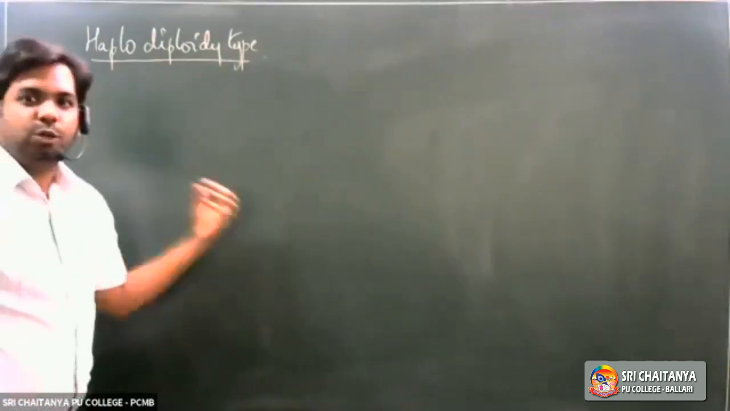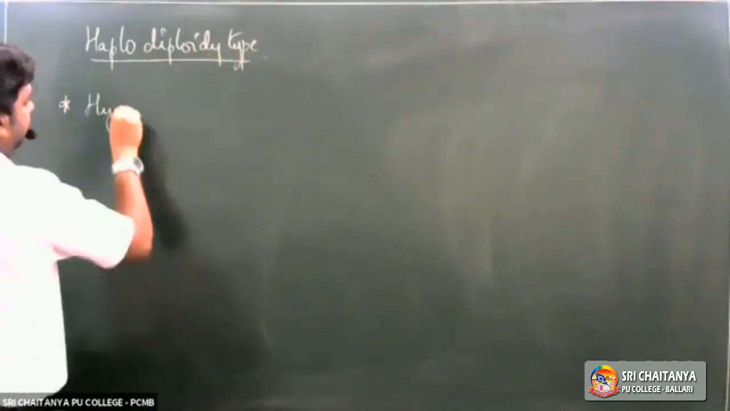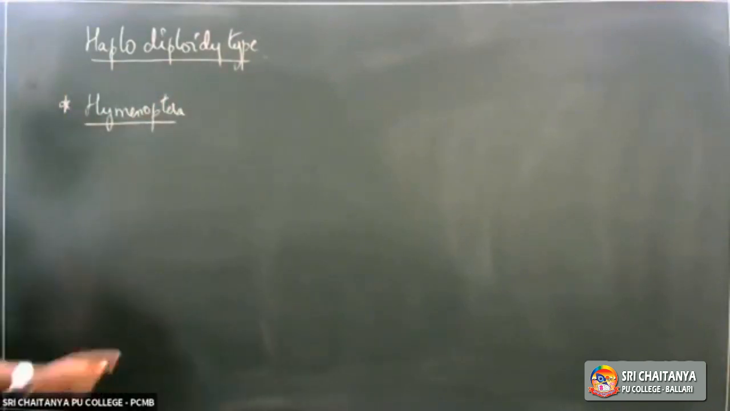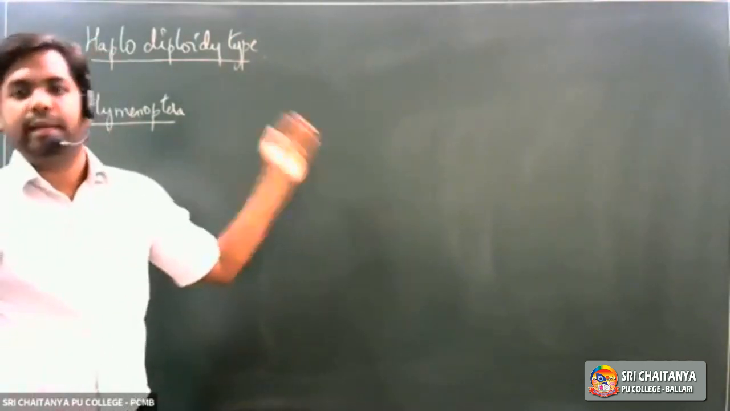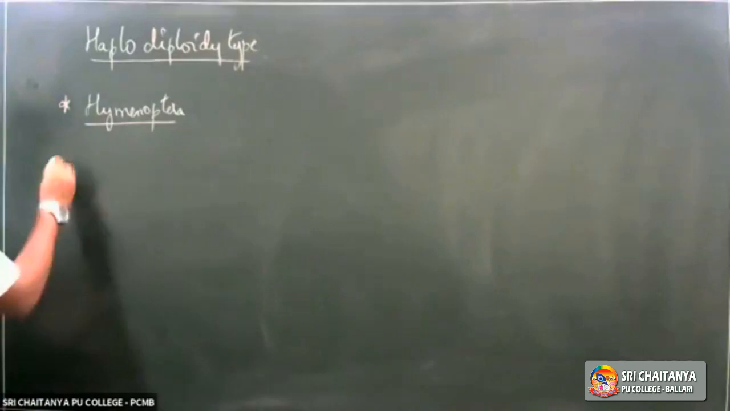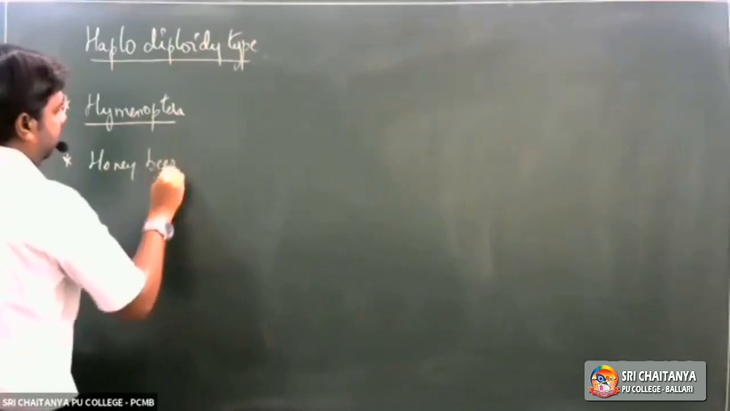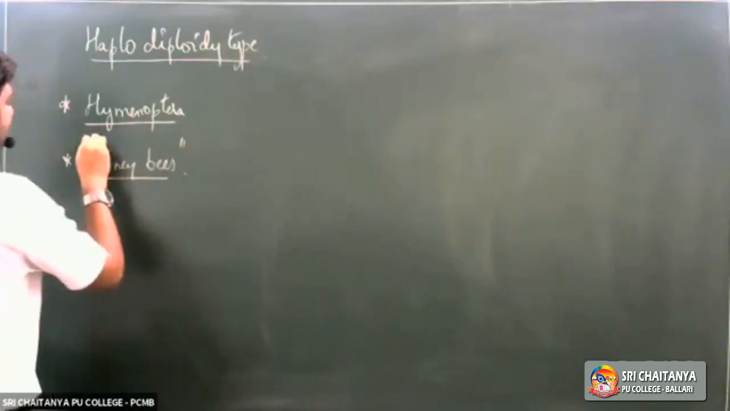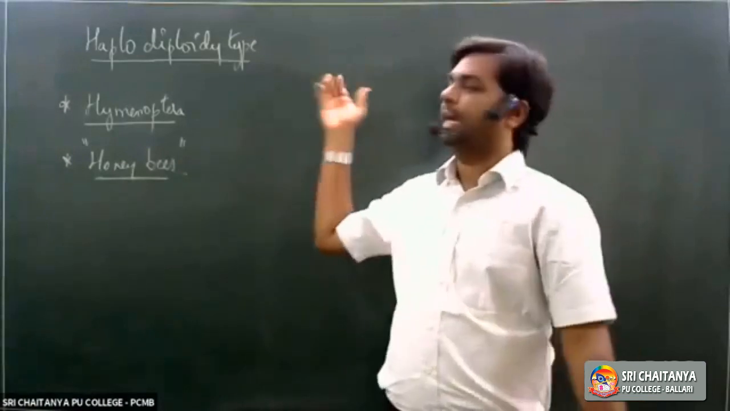Before that, this haplodiploidy type of sex determination is usually seen in a class of insects called Hymenoptera. In the class of insects called Hymenoptera, we have this type of sex determination called haplodiploidy. One example we can take is honeybees. I think all are familiar with honeybees, so there is nothing much to get into the details of this. In honeybees, the type of sex determination is the haplodiploidy type.